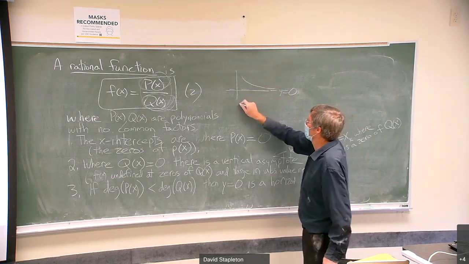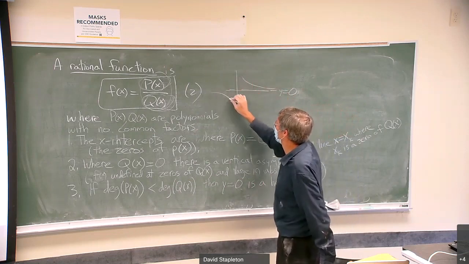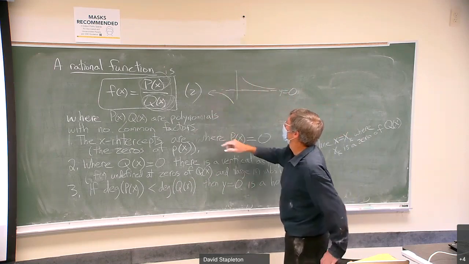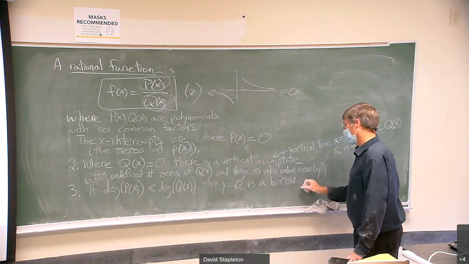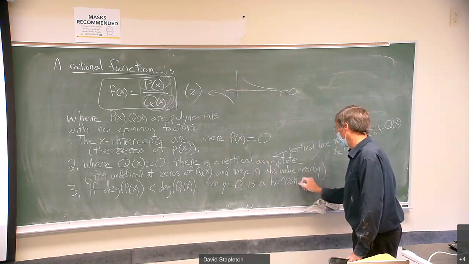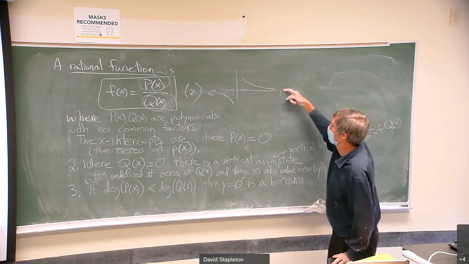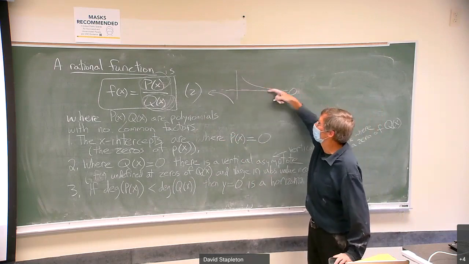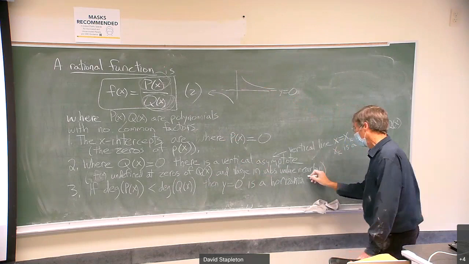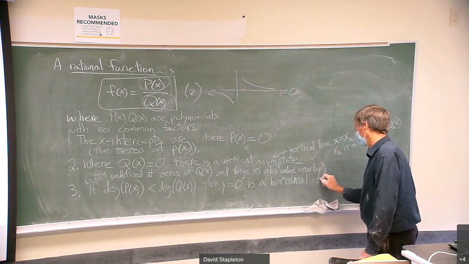Approached like this, or it could be approached from the negative side. Maybe it approaches like this. Y equals 0 is a horizontal asymptote on both sides. It might go positive on one side, negative on the other, or positive on both sides, or negative on both sides. It doesn't matter. But it's a horizontal asymptote on both sides.